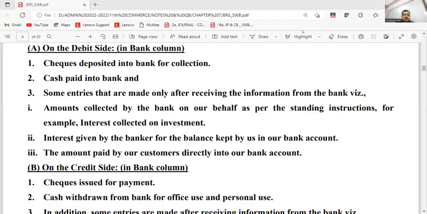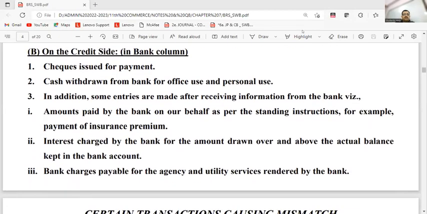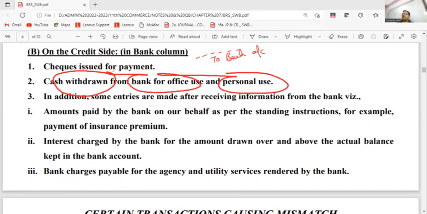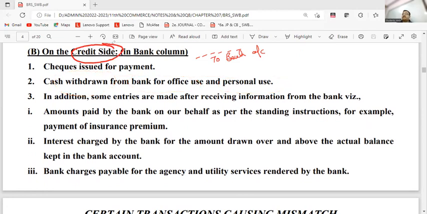Moving ahead. Similarly children, on the credit side of the cash book, when you give a check to somebody, you simply put the entry: account debit to bank. But is it necessary that the party will go to the bank the same day and take out the money? Not necessarily. You have withdrawn money from the bank for office use or personal use. The data appears on the credit side of the bank column in the cash book.